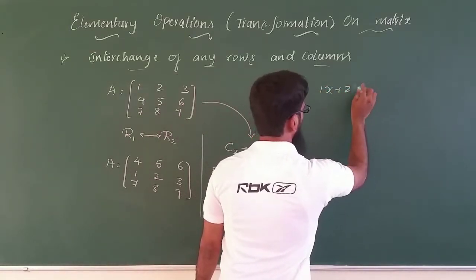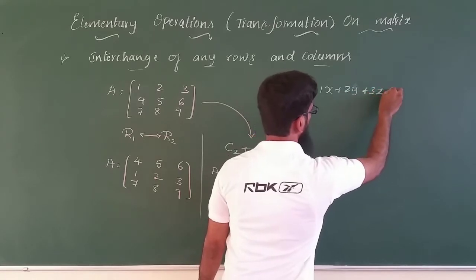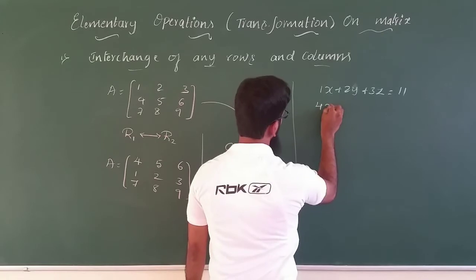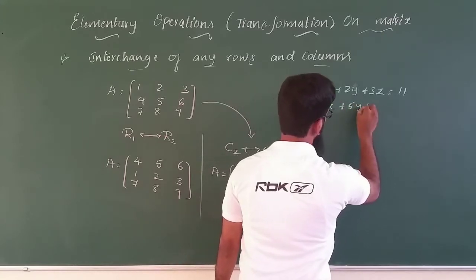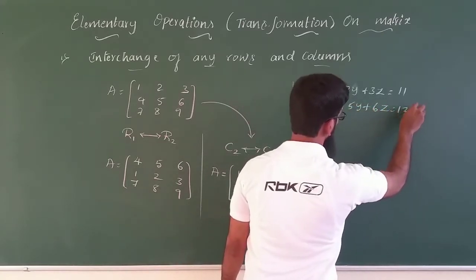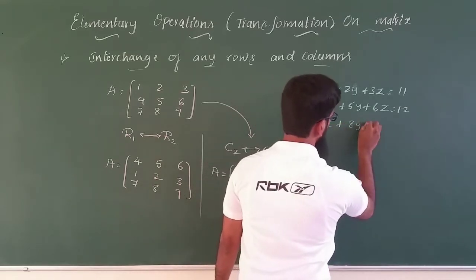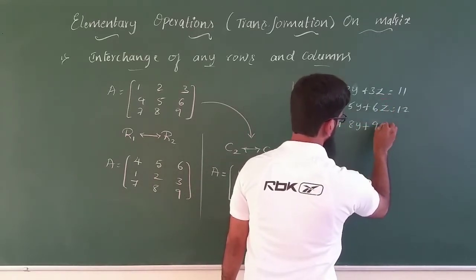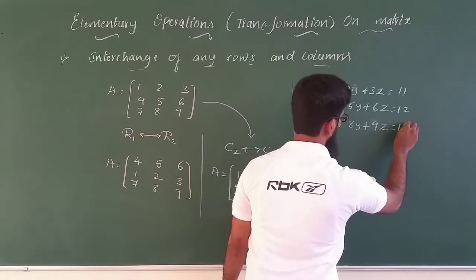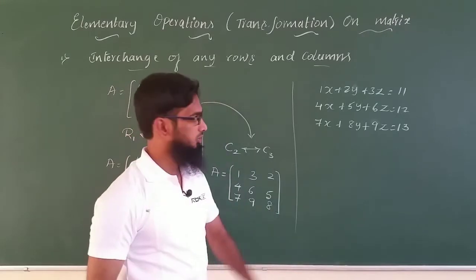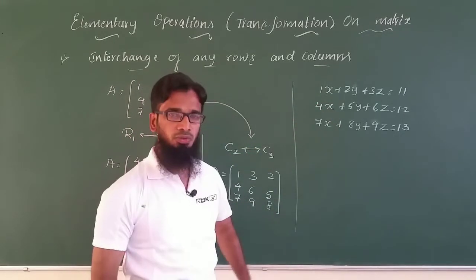1x plus 2y plus 3z is equal to 11. Similarly, 4x plus 5y plus 6z is equal to 12. Similarly, 7x plus 8y plus 9z is equal to 13 or any 14. We know that these are a system of linear equations. This is equation 1, 2, 3 here.